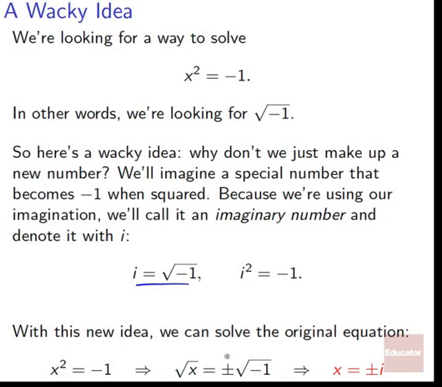With this new idea of i, we can solve the original equation. Since i is equal to the square root of negative 1, we can just take the square root of both sides. And remember, when you take the square root of both sides, you have to introduce a plus minus. Square root of both sides of an equation, plus minus shows up no matter what. So we get x equals plus or minus i.